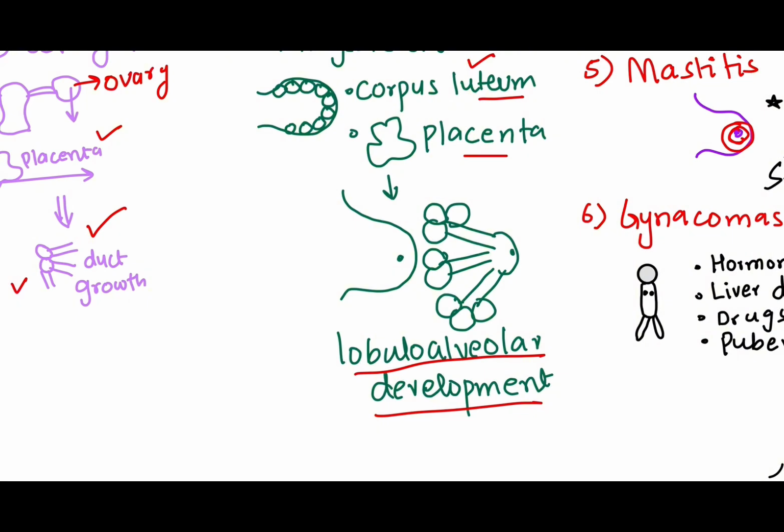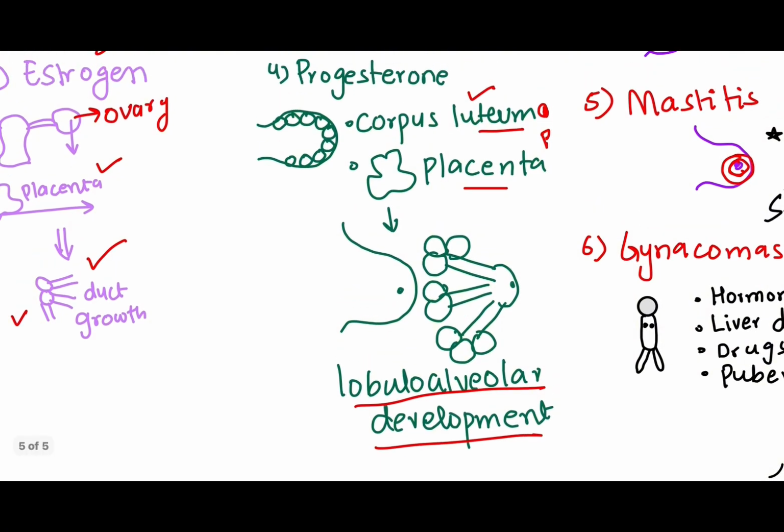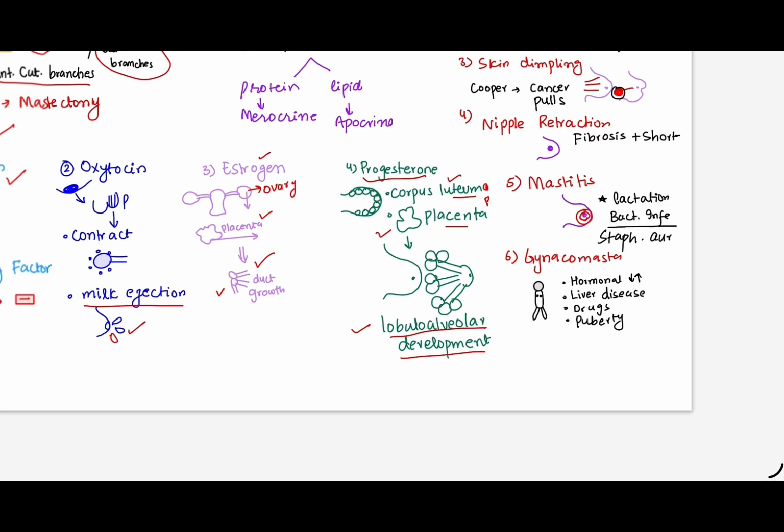Why are these two important? The corpus luteum, at the ending stage of your menstrual cycle, you can experience breast tenderness due to this culprit, the progesterone, because it's developing the lobular alveolar system through the corpus luteum, and then during pregnancy, the placenta is what's important. That's what it's going to serve the purpose.